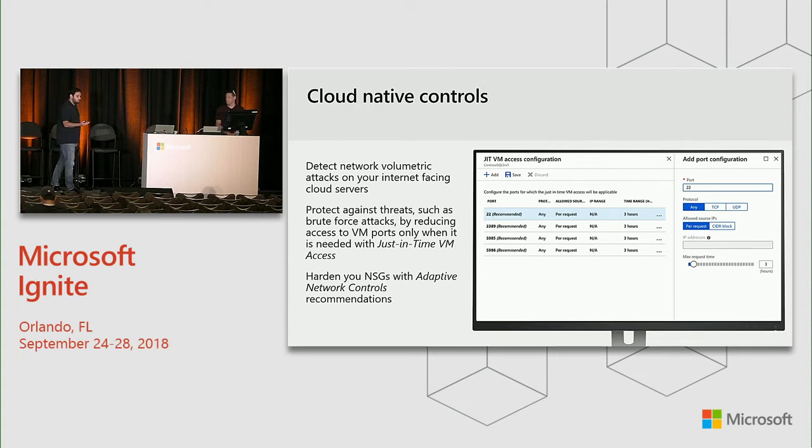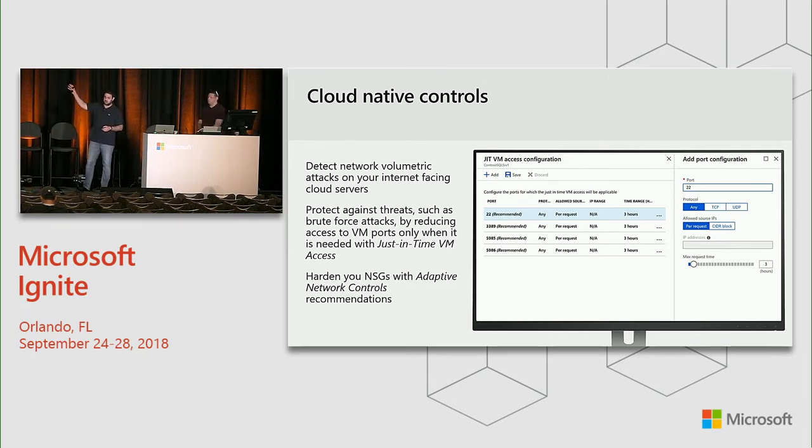Adaptive network controls, similar to what we're doing with application whitelisting, where we learn the patterns, we create recommendations for policies. Now we're also doing that for north-south, that's internet, inbound and outgoing traffic to servers that are in Azure, in order to help you better harden your network security groups, better harden the rules, right? So that means that we come up with a set of recommendations for policies.